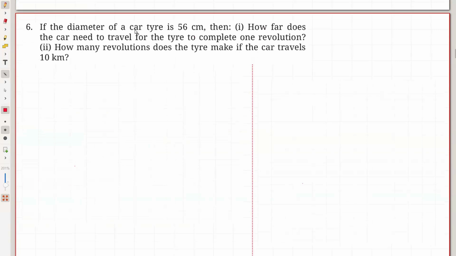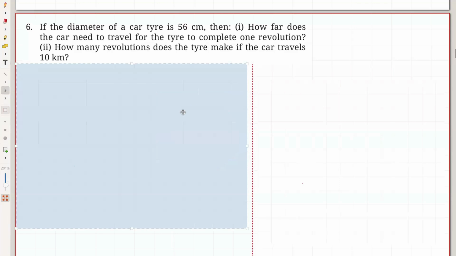Now question number 6. If the diameter of a car tire is 56 centimeter, how far does the car need to travel for the tire to complete one revolution? One revolution means one full round, one rotation. Second, how many revolutions does the tire make if the car travels 10 kilometer? First, to find how far the car needs to travel for one revolution, we are going to find the perimeter or circumference of the circle.